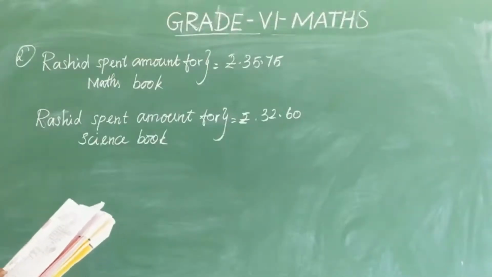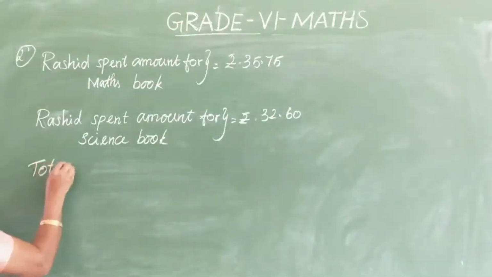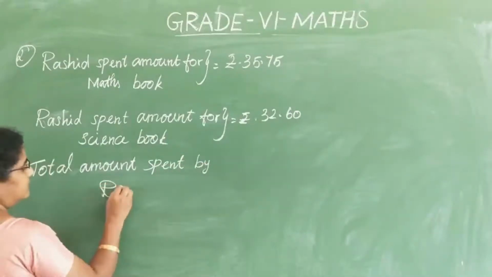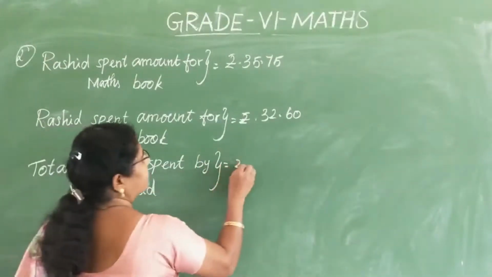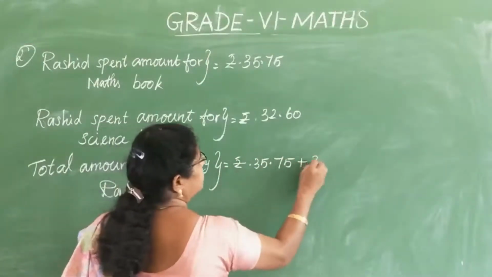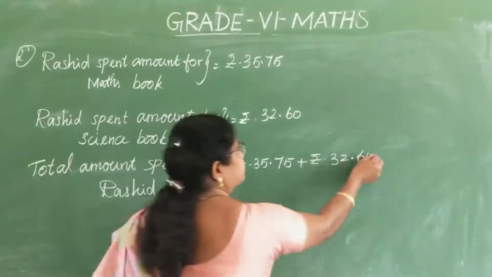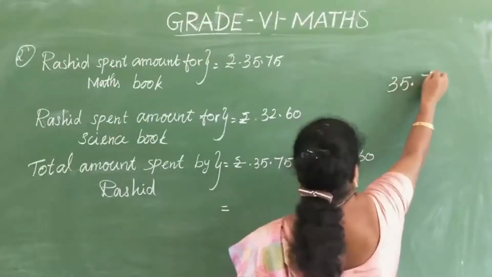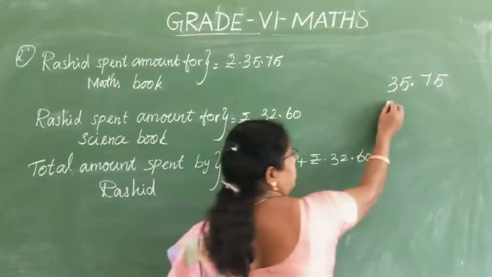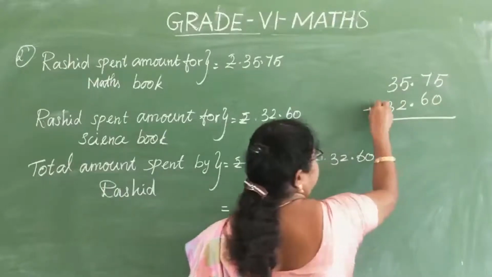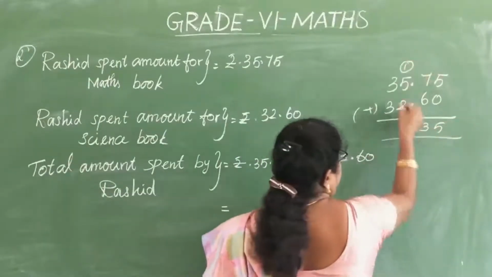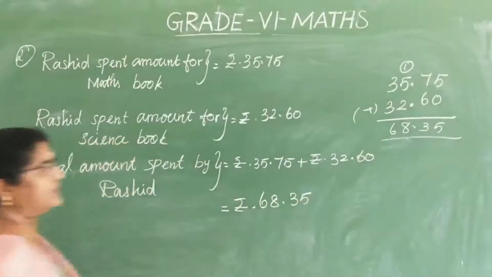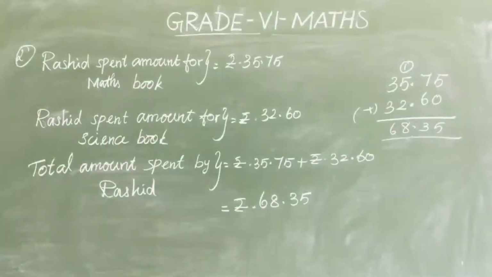The total amount spent by Rashid. What to do? We have to add 35.75 plus ₹32.60. We need to arrange in the proper way, then we can add. 35.75. Next number 32.60. Add. How much? 68.35 rupees. Understand?